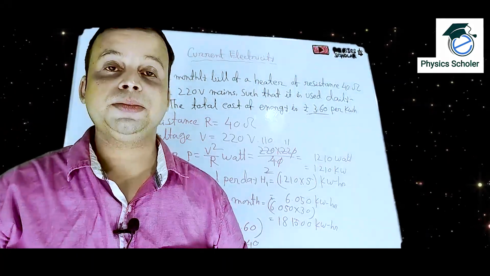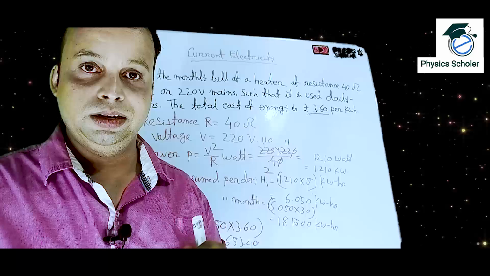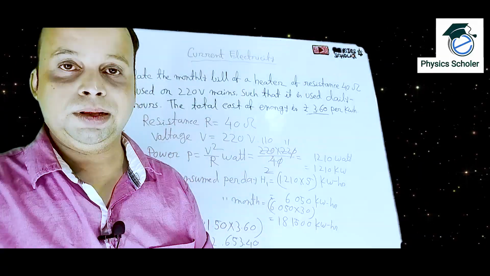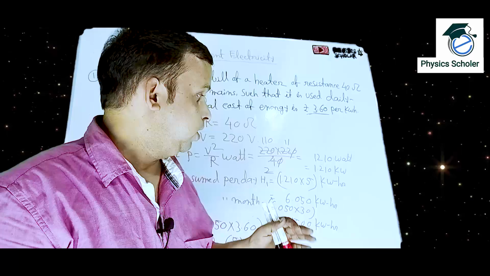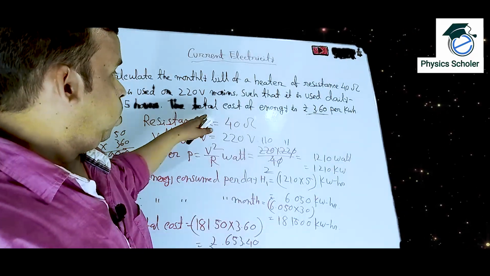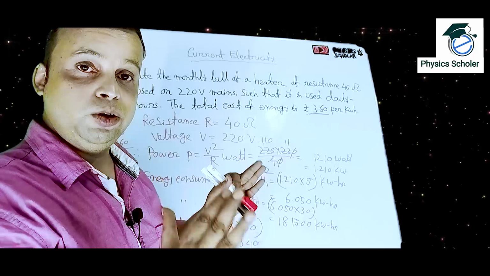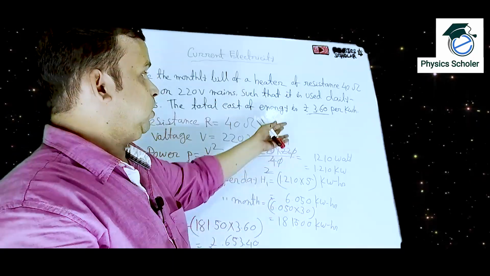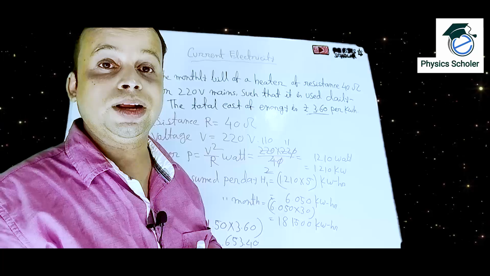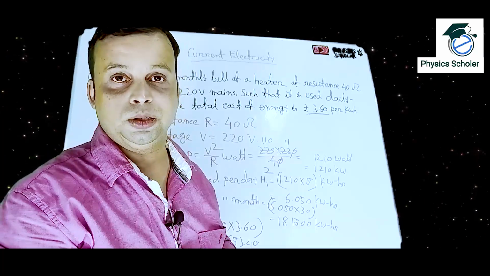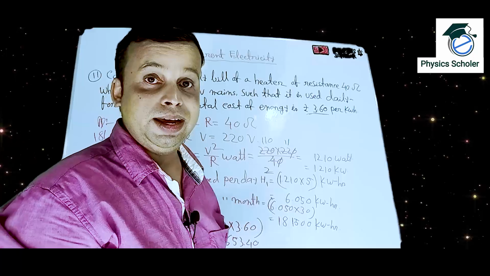Sometimes the questions come like this: multiple devices are there, some used for 1 hour, some other devices used for 2 hours, some for 5 hours, whatever. In those cases, we have to find out the total power consumed by all the devices, add them, and then multiply with the electric bill per unit. Then we will find out the total electric bill. That type of sum also very often comes in the examination. So let us move to the next numeric problem.